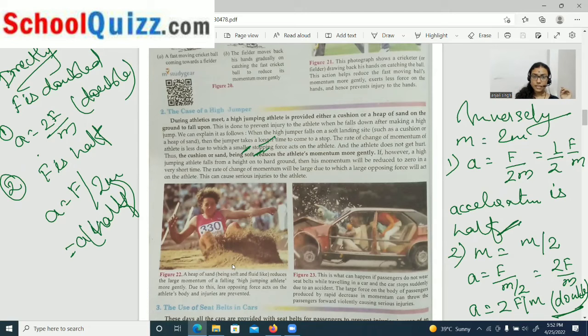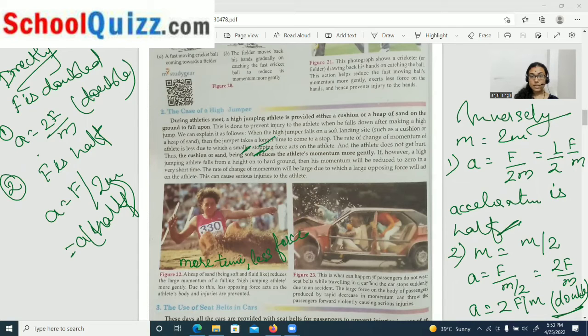And here it is written, why sand is provided when they directly land. Why is a clean floor not there? Because sand takes more time. That is really important, and I have to explain it. More time means less force, as I said in the case of the karate player. Sand takes more time to reach the athlete's contact with the ground. That is why less force is exerted.